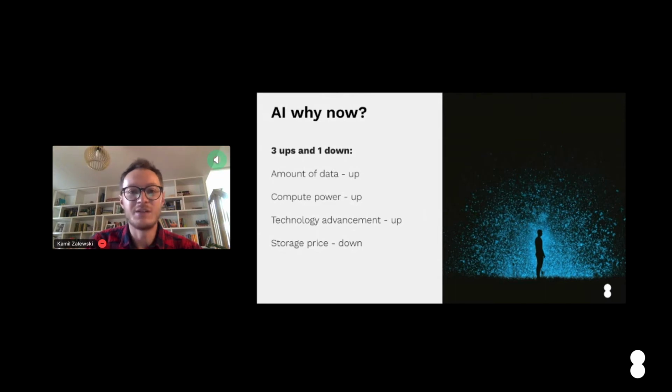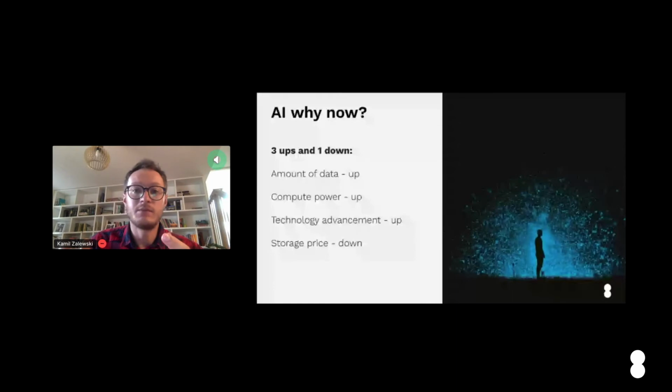At the same time, with the adoption of the cloud, the compute power of our computers has dramatically gone up as well. And there have been some technology advancements in the last years. I'm guessing that all of you heard about deep learning, but even the latest development in the natural language processing space can be a proof point.